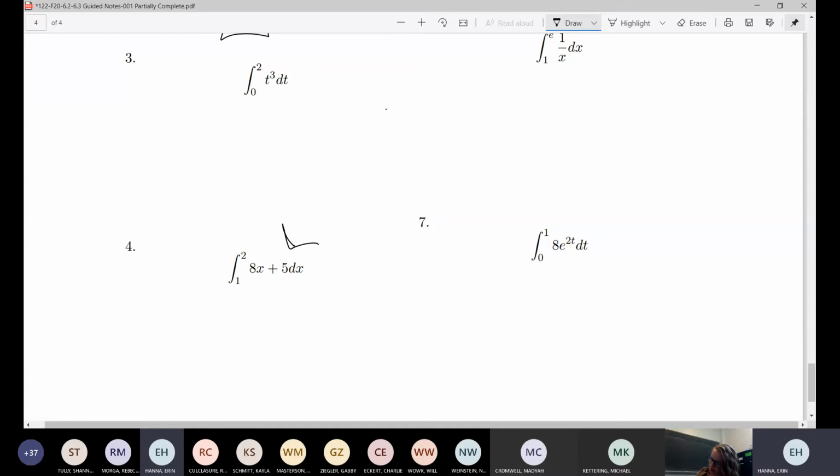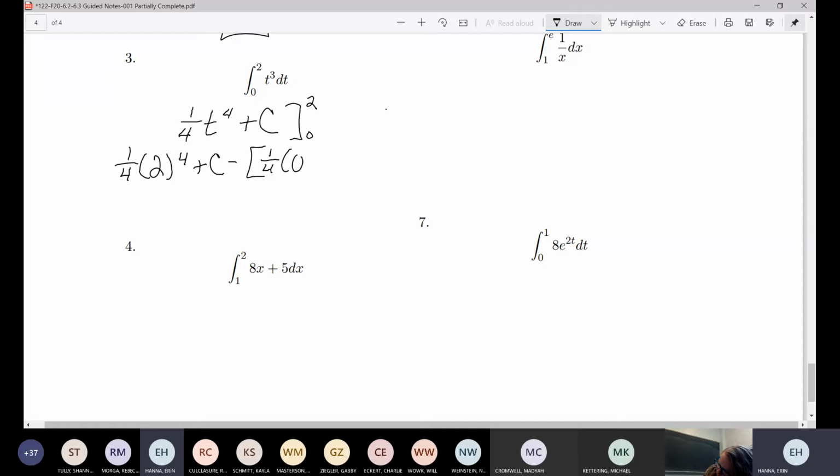All right, let's start talking about them. So the first one, your antiderivative should be 1/4 t to the 4th plus c. Add 1 to the power, divide by the new power. Plug in the top bound. Subtract what you get when you plug in the bottom bound. You'll get, so that's going to be 0. The c's are going to cancel each other out. So you essentially just get that 1/4, 2 to the 4th. 2 to the 4th is 16, divided by 4 is 4.